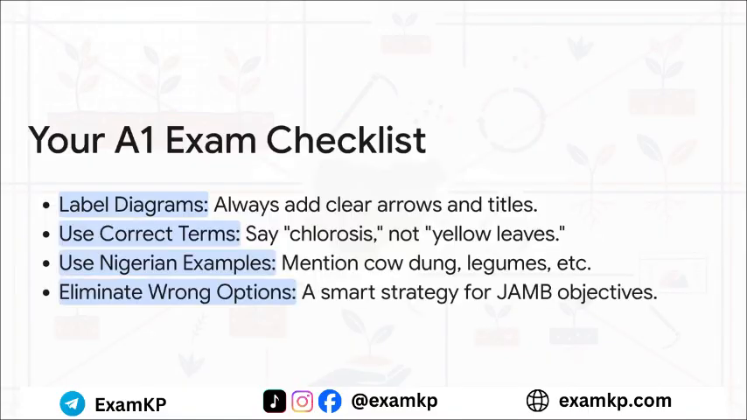And finally, here is your A1 exam checklist for this topic. Number 1, always label your diagrams clearly, especially the nitrogen cycle. 2, use the correct agricultural terms. Say chlorosis, not just yellowing. 3, use relevant Nigerian examples. Talk about maize, cassava, liming in the southeast. It shows you know your stuff. And 4, for JAMB, always eliminate the wrong answers first. If you follow these tips, you are well on your way to success.